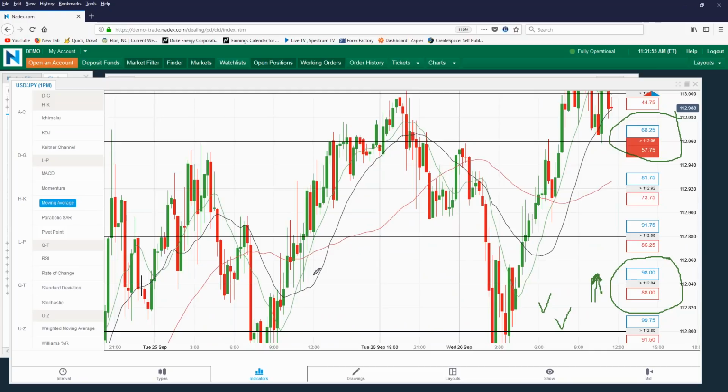And let's see, it has to come back and it has to touch the fast moving average. The red and the black have to be above. So in this case, you could have entered on this one. You could have entered on this one. I would have entered on that one because it closed above. And you could have entered on that one.